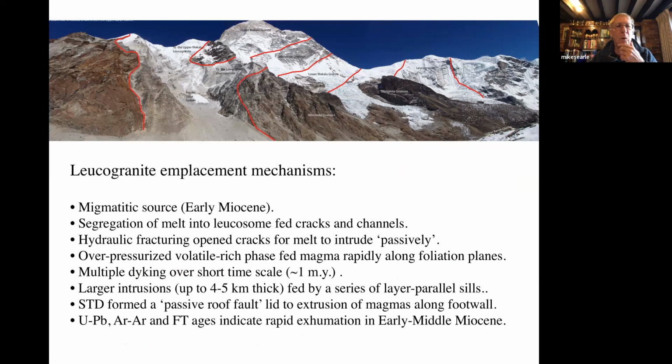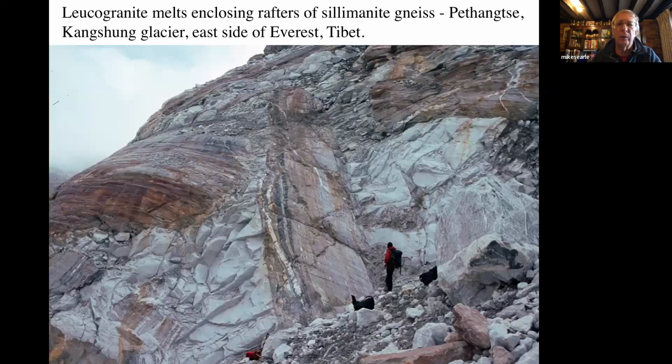So we're getting these rocks from an early migmatitic source. You have a series of hydraulic fracturing that's opening cracks for the melt to intrude passively. There's an enormous amount of over-pressurized volatiles there, which causes these huge, beautiful tourmaline crystals to crystallize in the pegmatites. Some of the larger intrusions are up to 4 or 5 kilometers thick. These are almost laccolithic-type sill complexes. And throughout all of this, the South Tibet detachment formed a passive roof. So all the motion was extrusion along the footwall.